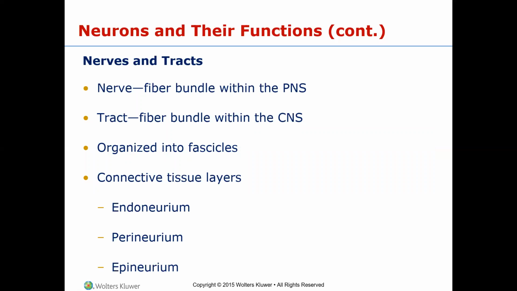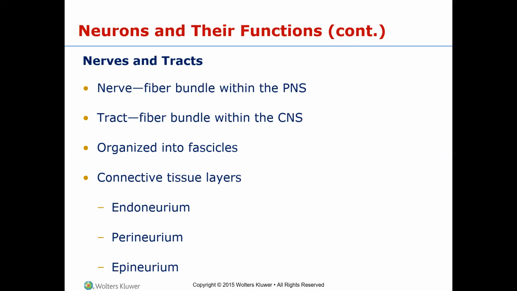Now, in terms of the difference between nerves and tracts, nerves are fiber bundles that are found in the peripheral nervous system. The peripheral nervous system, again, as you recall, are the motor neurons, the somatic ones. A tract is a bundle of nerve fibers that are within the central nervous system itself, and which includes the brain and the spinal cord.